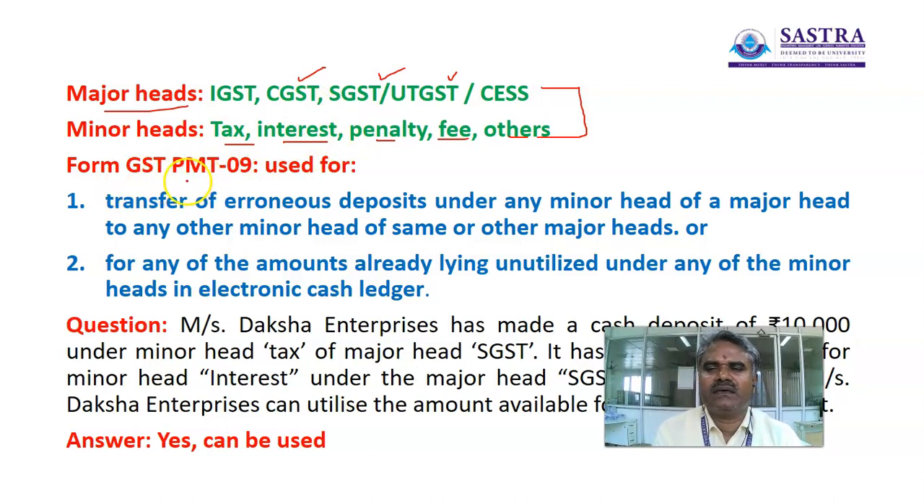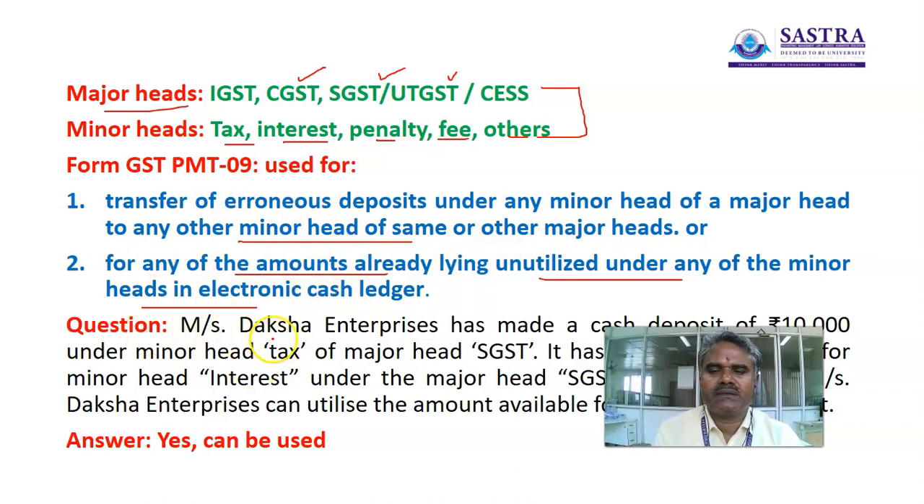Form GST PMT-09 is used for transfer of erroneous deposits under any minor head of a major head to any other minor head of the same or other major head, for any amount already lying unutilized under any minor head in the electronic cash ledger. You may have any unspent amount; that amount may also be used for payment.